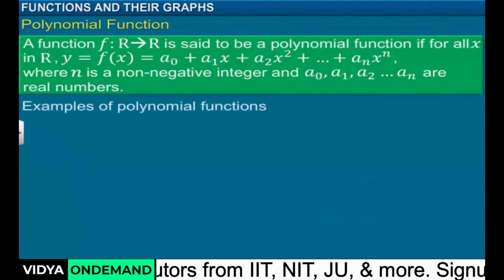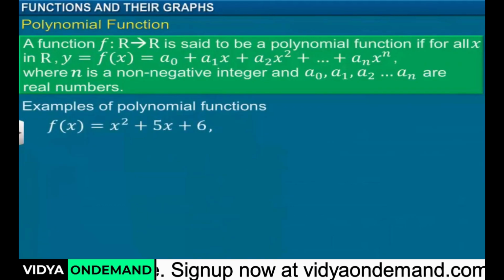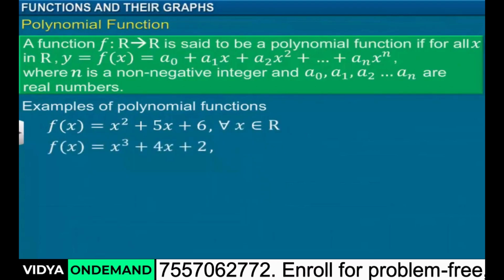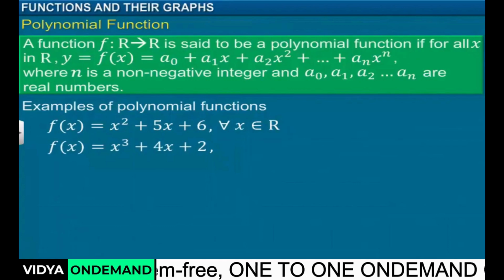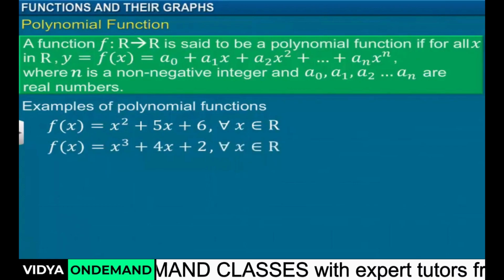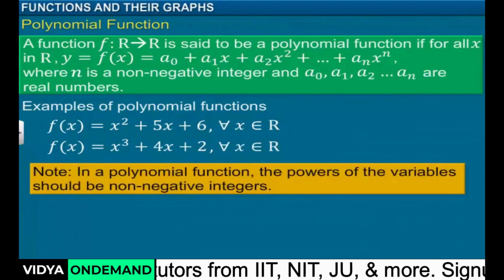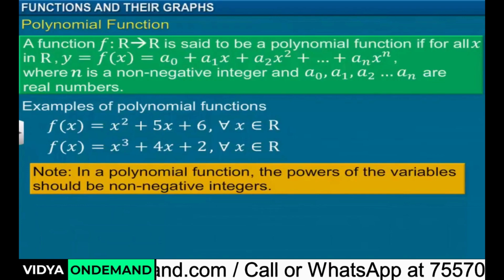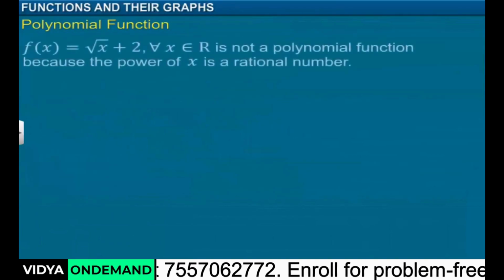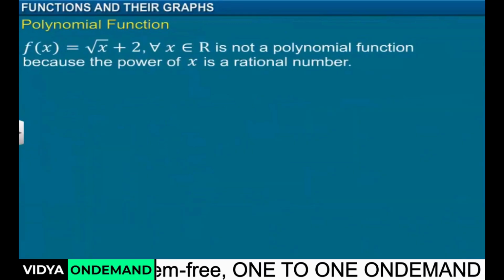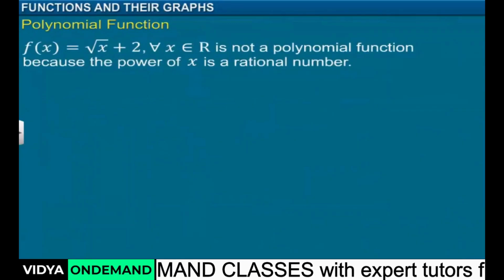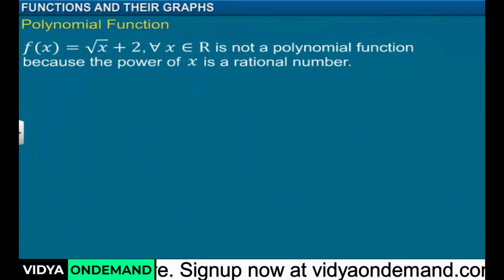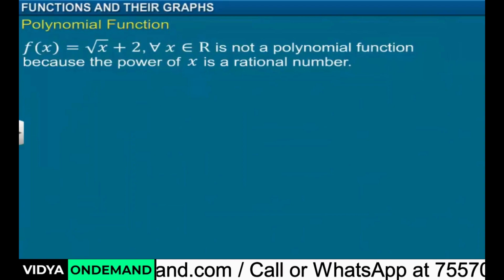Some examples of polynomial functions are f of x is equal to x squared plus 5x plus 6 and f of x is equal to x cubed plus 4x plus 2. Note that in a polynomial function, the powers of the variables should be non-negative integers. For example, f of x is equal to square root of x plus 2 for all x belonging to R is not a polynomial function because in this case, the power of x is a rational number.